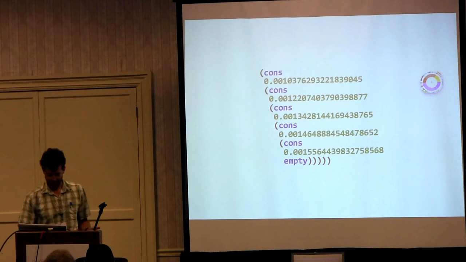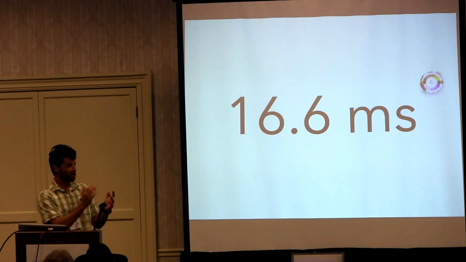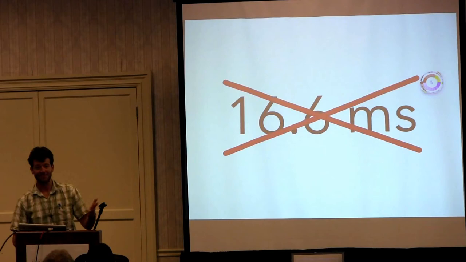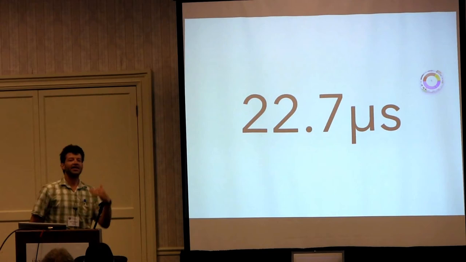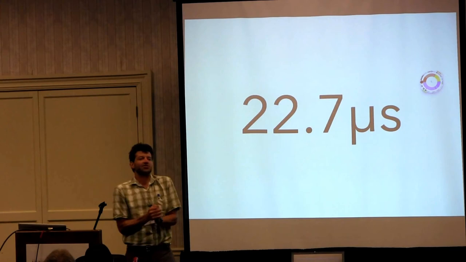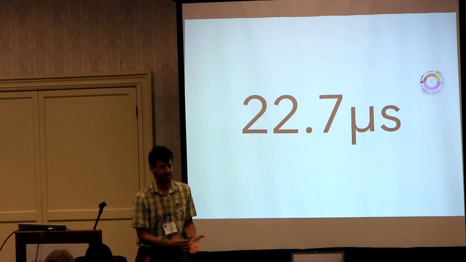Here's the sequence of numbers. Here's the problem with this: you remember that 16.6 milliseconds? Please, 16.6, that's an eternity. We've got 22.7 microseconds to come up with each sample, because although Shannon and Nyquist were nice enough to tell us that we could get away with a discrete sequence of numbers, the bad news is we need a lot of them. We need 44,000 of them every second if you want something that sounds good.